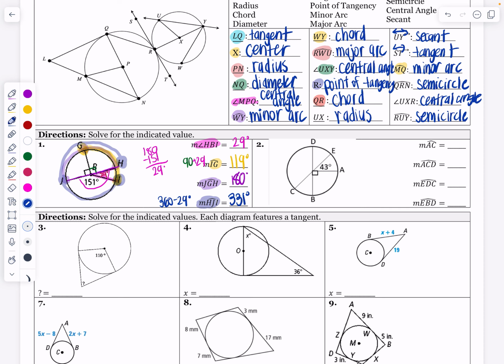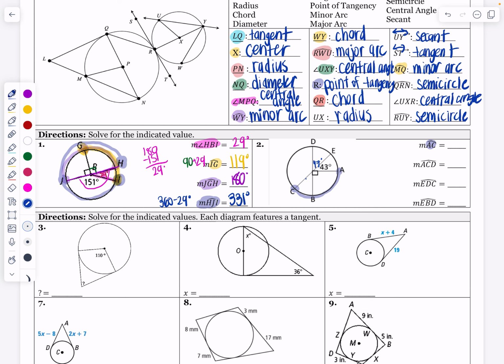All right, this next one, we want to find the measure of arc AC. This should be minor. It should be less than 180 degrees. So what I'm going to go ahead and do is notice that I have my 43-degree angle. I've got a 90-degree angle, so I can find the missing pieces if I wanted to. I could go ahead and do 180 minus 90 minus 43. That's going to give me 47 degrees here.